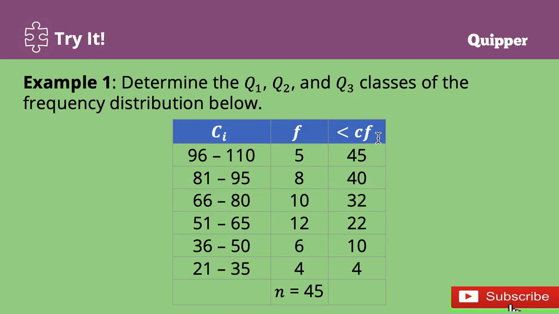Now let's try some examples about the quartiles for group data. Number 1. Determine the Q sub 1, Q sub 2, and Q sub 3 classes for the frequency distribution below. We are just to find the three quartile classes. This is the frequency distribution.